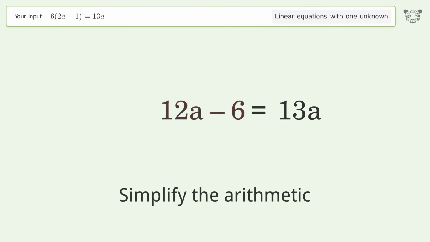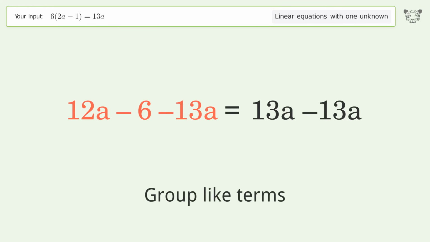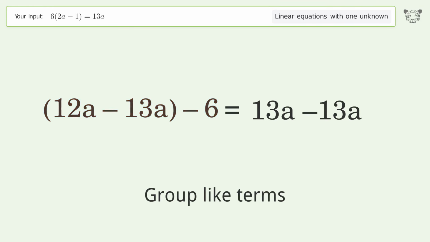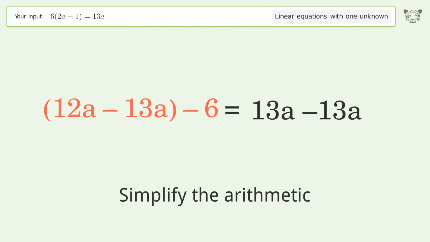Group all a terms on the left side of the equation. Subtract 13a from both sides. Group like terms. Simplify the arithmetic.